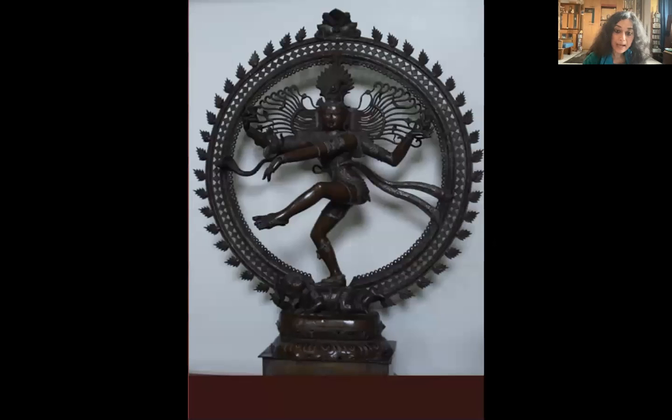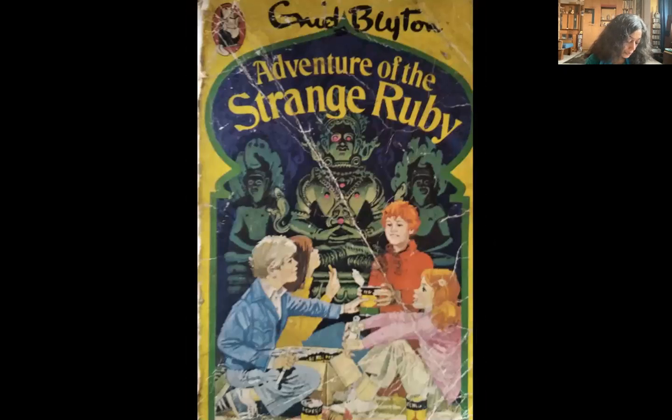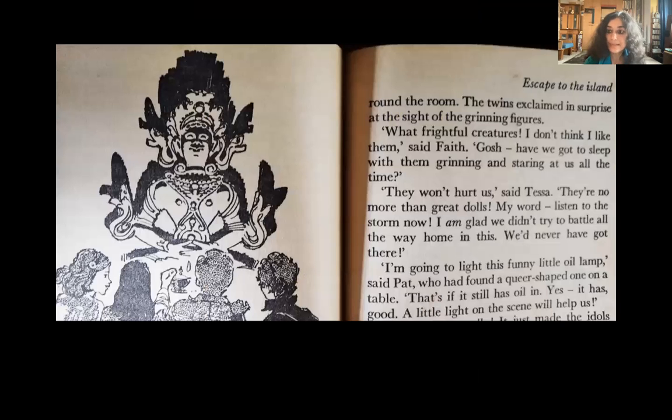The way in which Indian sculpture was regarded by many Europeans as monstrous or ugly, when they first encountered them, an idea which persisted for many centuries, is one example of this. This, for instance, is the cover of a book titled The Adventure of the Strange Ruby, written by a popular children's author, Enid Blyton. It was published in 1960, though the cover of the edition that I'm showing you is from 1979. And this consists of an adventure centered around a group of Indian idols, which the children very candidly call frightful creatures.